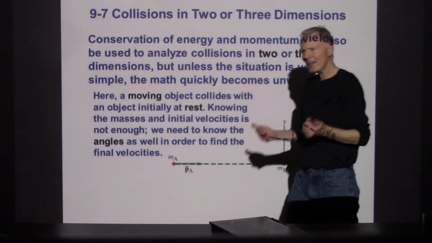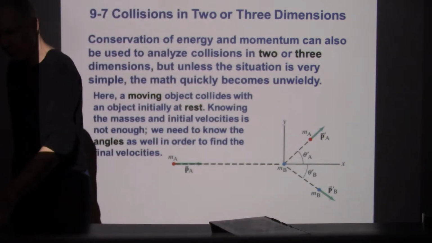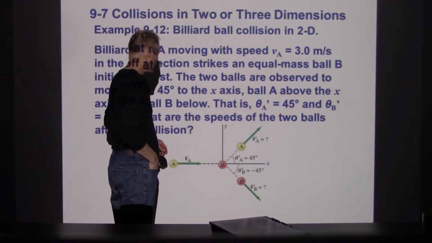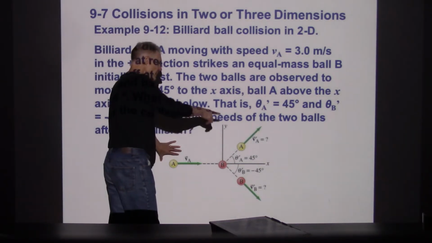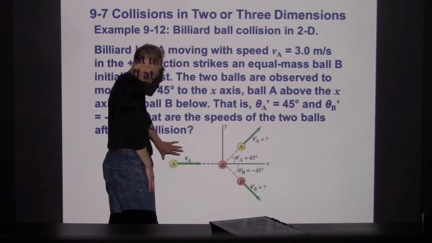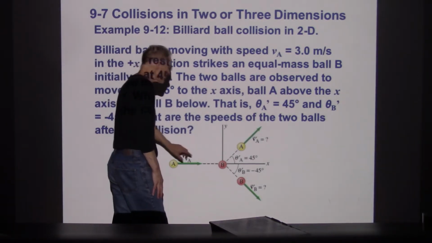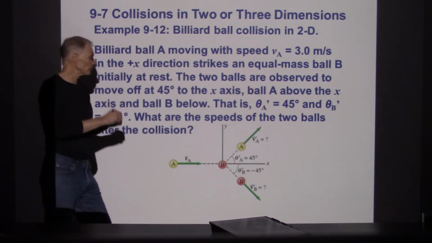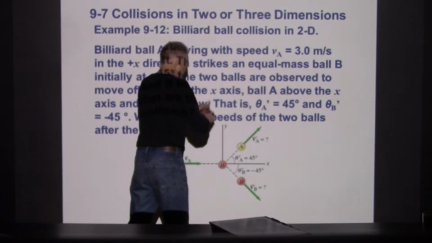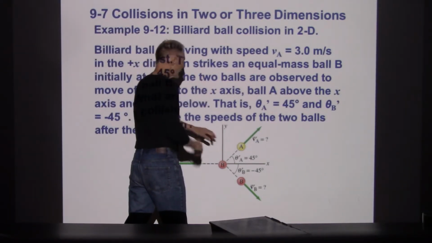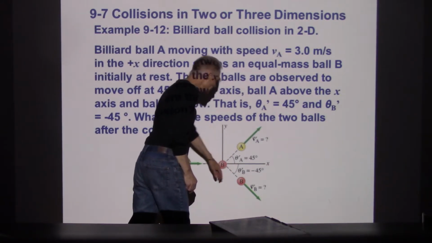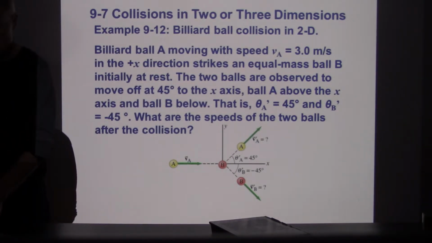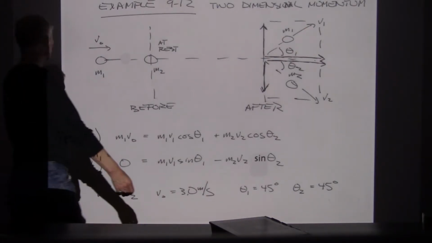Now, what has to happen in a situation like this, and let's take a look at this, is that the momentum in the x direction that object A started out with has to be equal to the combined x momentum after the collision. In the y direction, the momentum in the y for A and the momentum in the y for B have to be in opposite directions and equal amounts. So let's see how this would work.